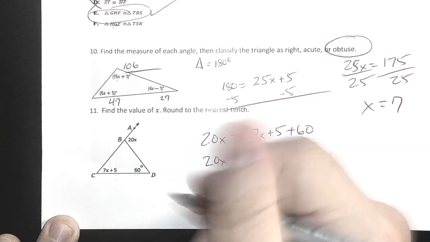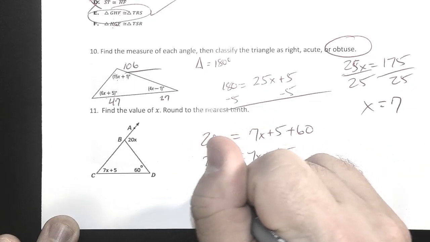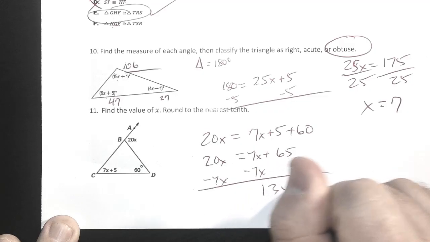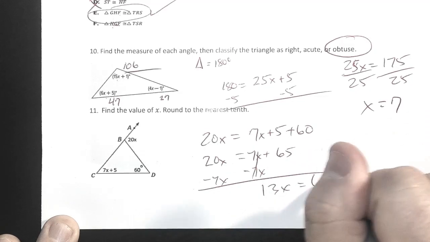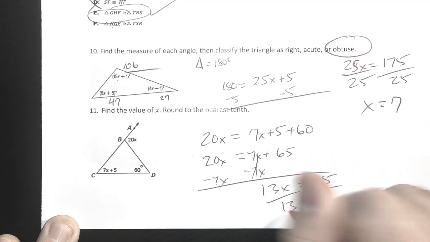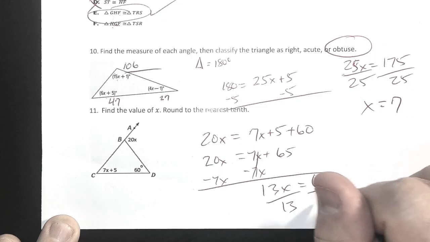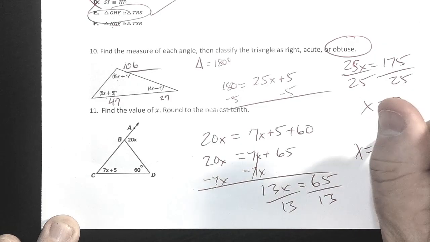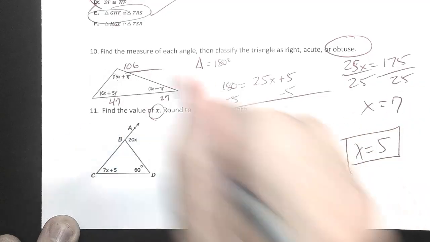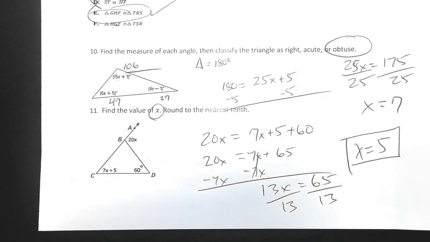Okay, let's move the 7x over. Subtract 7x from both sides. So now you've got 13x equals 65. And when you divide 65 by 13, x equals 5. And of course, they wanted x, so we're good there. All right, flip it over.